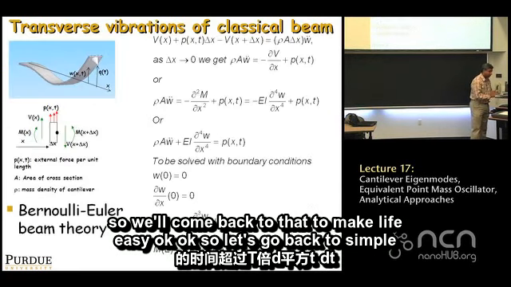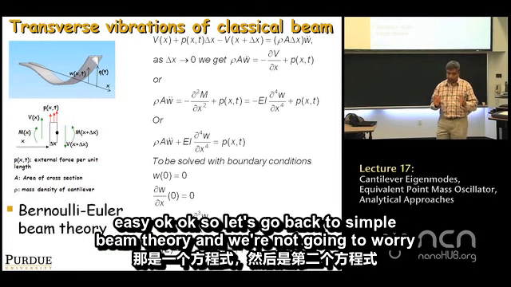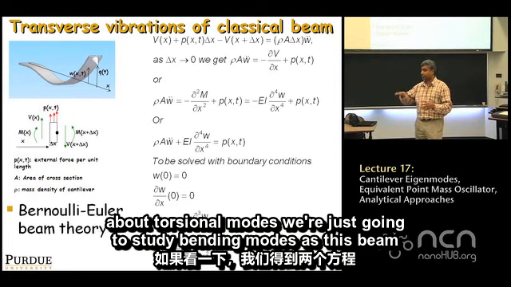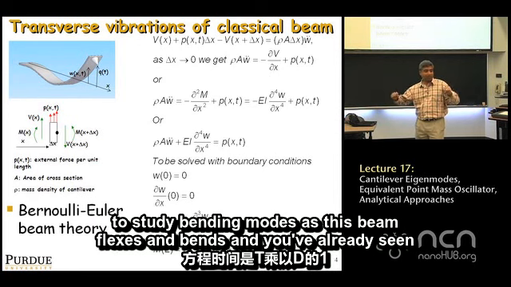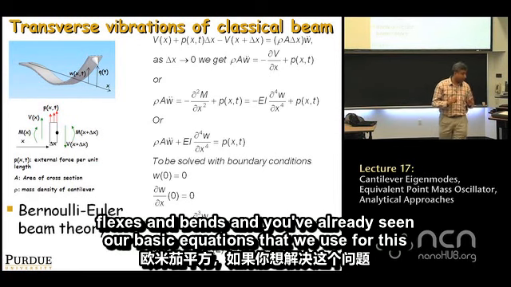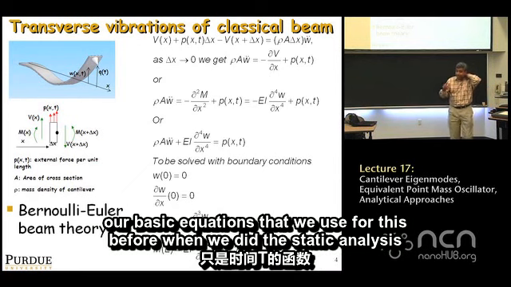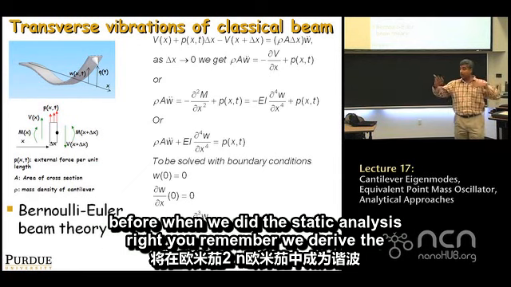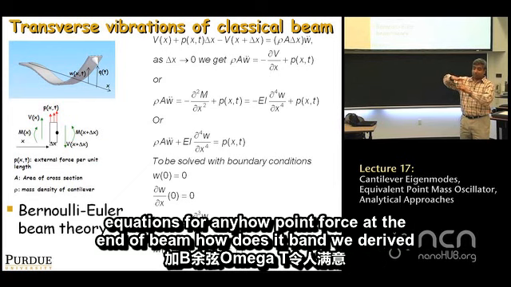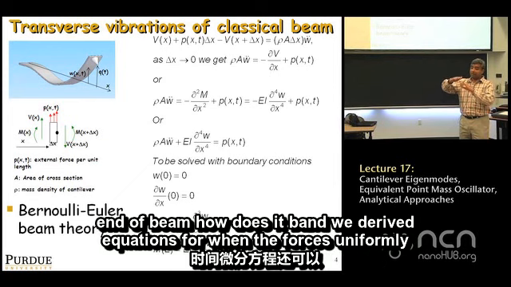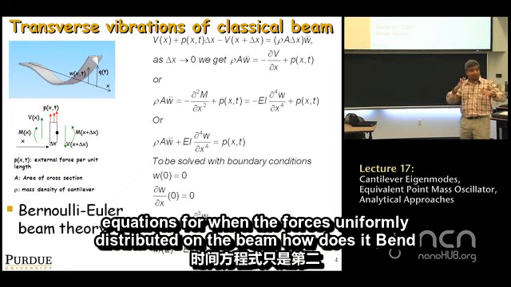Okay, so let's go back to simple beam theory, and we're not going to worry about torsional modes. We're just going to study bending modes as this beam flexes and bends. And you've already seen our basic equations that we used for this before when we did the static analysis, right? You remember? We derived equations for when you have a point force at the end of the beam, how does it bend? We derived equations for when the force is uniformly distributed on the beam, how does it bend, and so on.